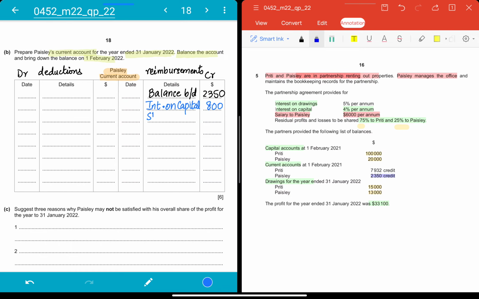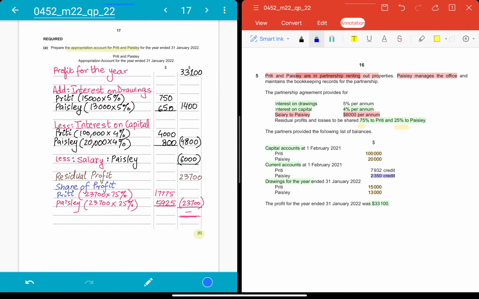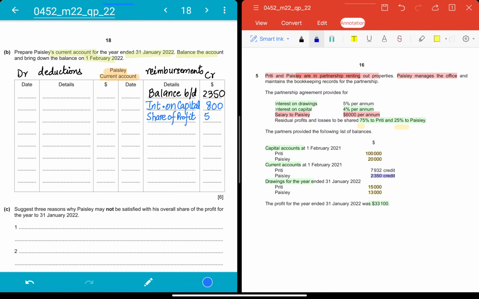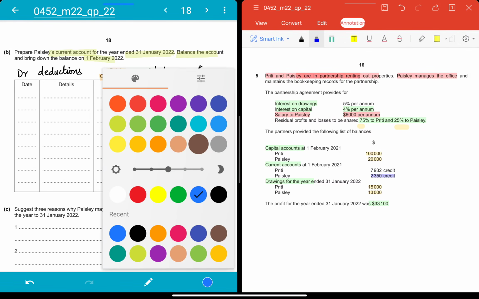Then you also have to give him the share of profit. So the share of profit she is also getting. The share of profit for Pestle is 5,925. So 5925. The question is still there, so if anyone has any questions they can ask. Okay, so share of profit is there as well. And then we move forward.